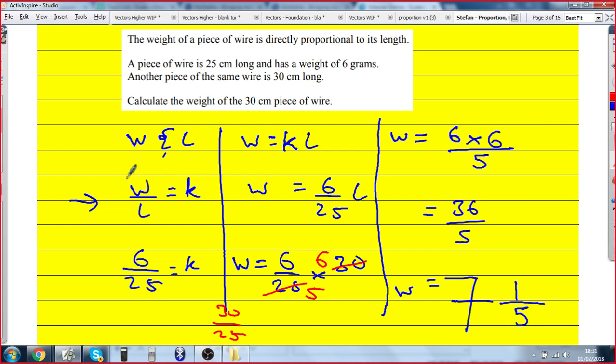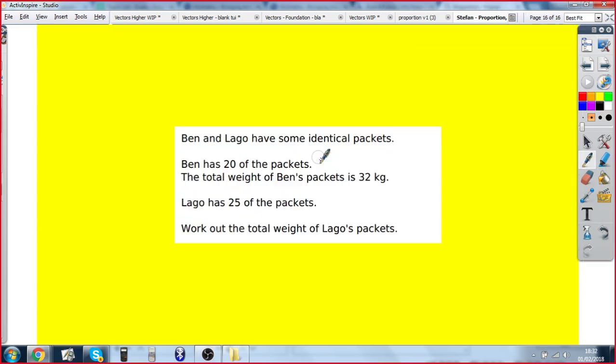So basically you do second divided by first to get k, and if they're proportional, first is equal to k times second. And once you have the constant, you can just sub in different things and find them. Any questions there? No. Okay, how do we do this one?